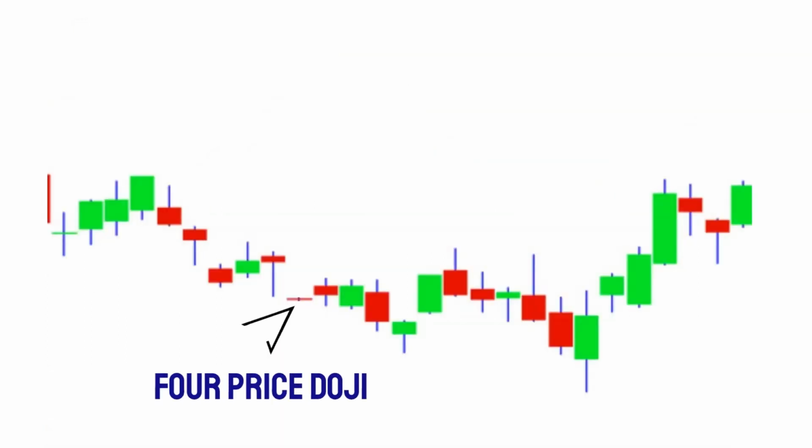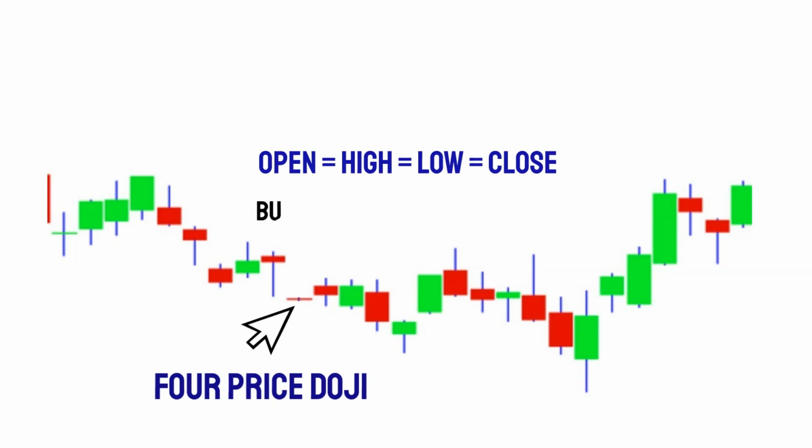Four-price doji is a candlestick where open, high, low, and close are all the same. It shows the highest extent of indecision between bulls and bears. No shadows and no body. It is normally seen on low trading volume and appears in pre-market and after-hours trading.